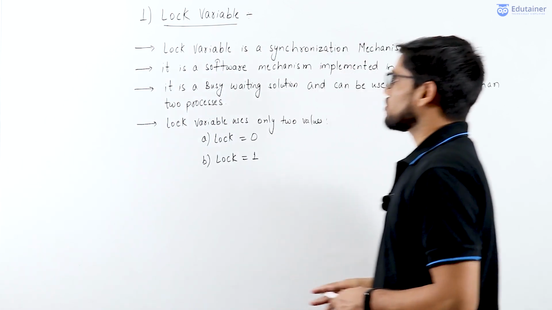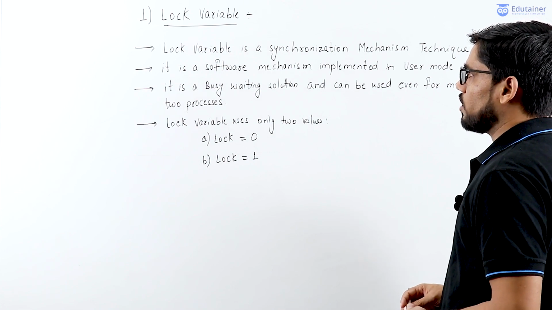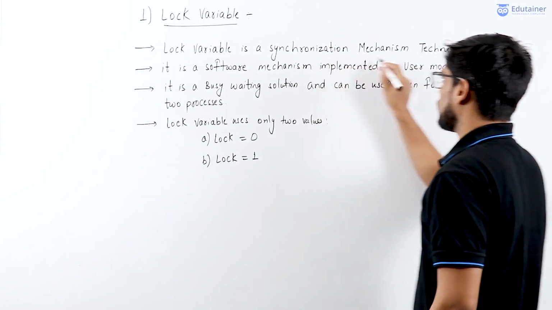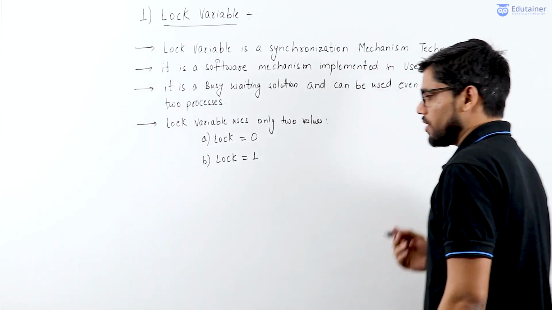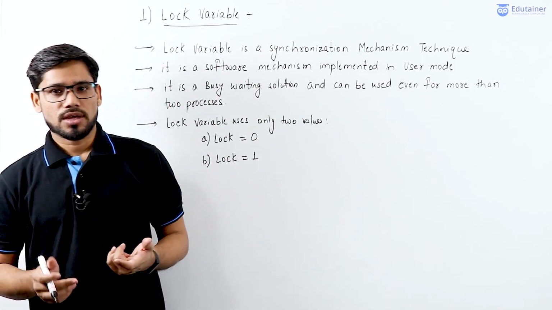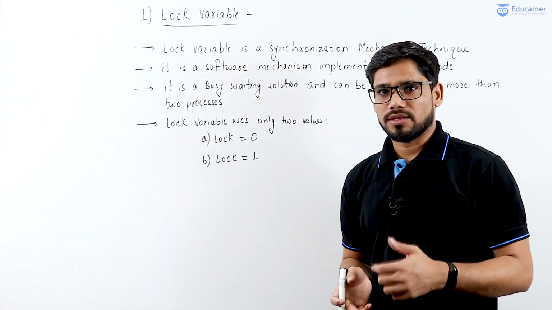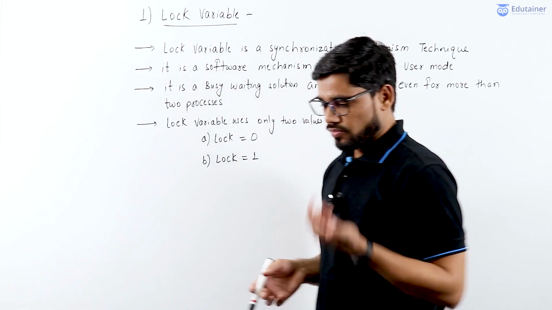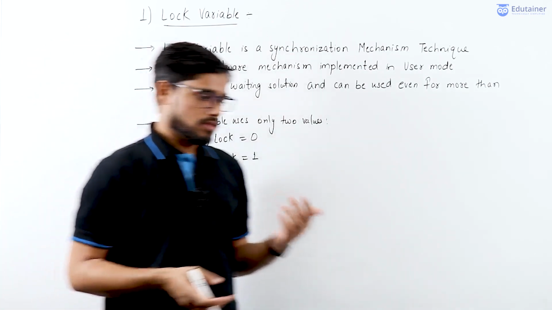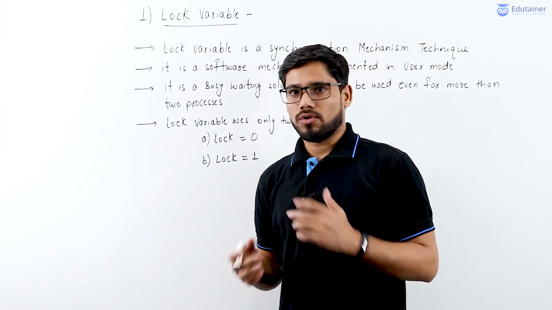Okay, so this is the first synchronization mechanism solution, and it is called lock variable. Lock variable is a synchronization mechanism technique. You already know that whenever two or more processes want to communicate with each other, synchronization is needed between these processes so that the communication proceeds successfully, and there is no chaos or error between them.